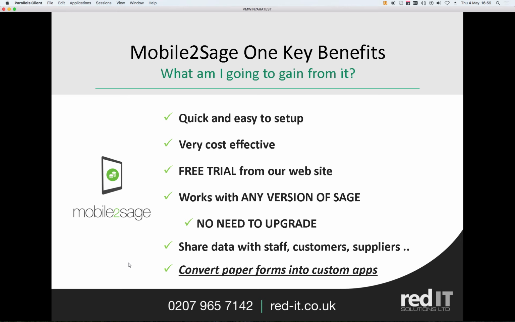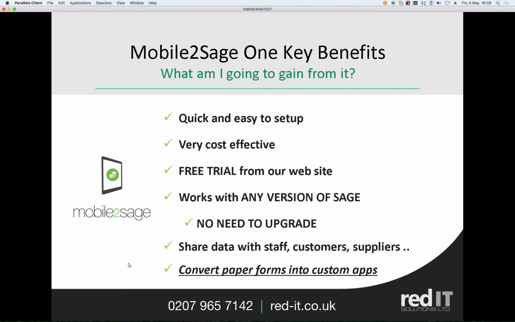So what are the key benefits? It's very quick and easy to set up. In fact, all you need is an iPhone or an iPad, and you'll get an email with a link. And having had the link, you can then just start using it. There are free trials on our website, so please feel free to go and try that. And the other good thing about the Mobile2Sage application suite is that it works with any version of Sage, not just Sage One. It can work with Sage 50, Sage 200, Sage 500, Sage 1000, and so on. So please let us know. And you don't need to upgrade to the latest version.